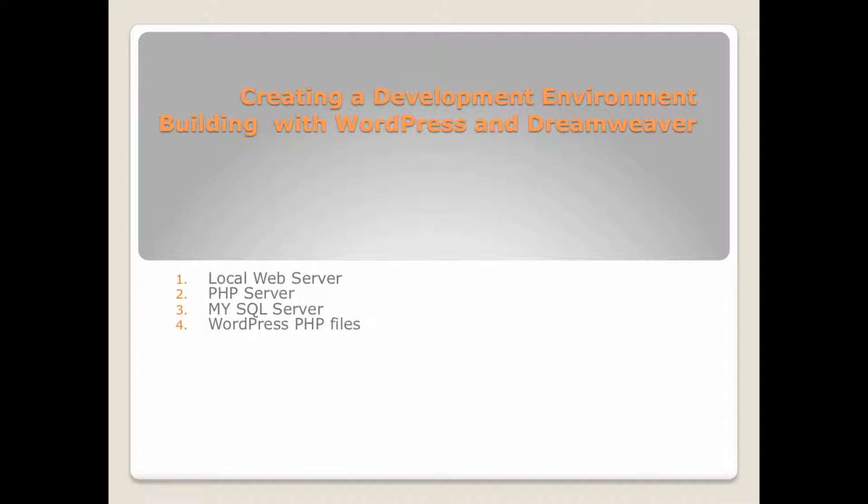The first thing you need is a local web server, a PHP server, a MySQL server, and the fourth thing you need is WordPress, to download the WordPress PHP files. Now, the good news is that 1, 2, and 3, you can download and work with them all with one fell swoop, one installation for those. And then the fourth one would be the WordPress files. And you'll get these WordPress files right from WordPress.org.